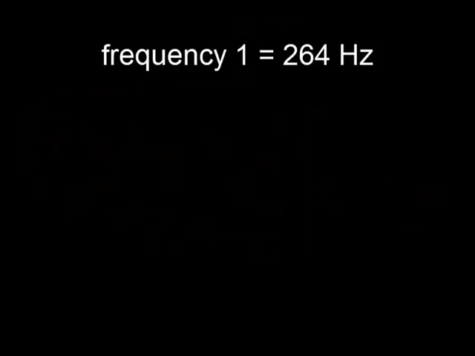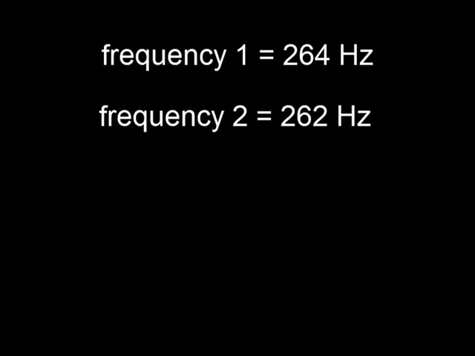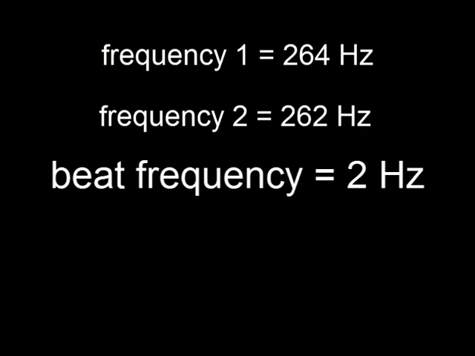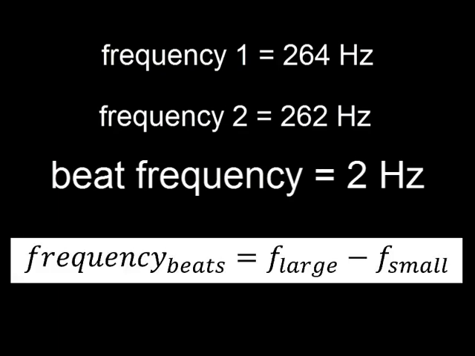When one tuning fork has a frequency of 264 times per second and the other has a frequency of 262 times per second, the frequency of the beats is 2 Hz. To find the beat frequency, subtract the lower frequency from the higher frequency.